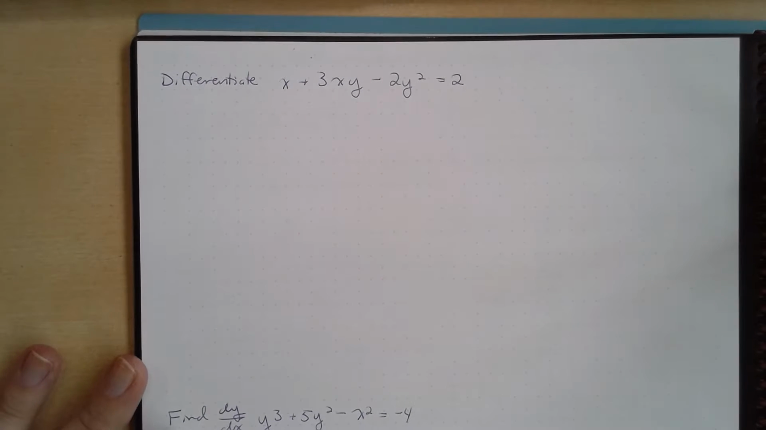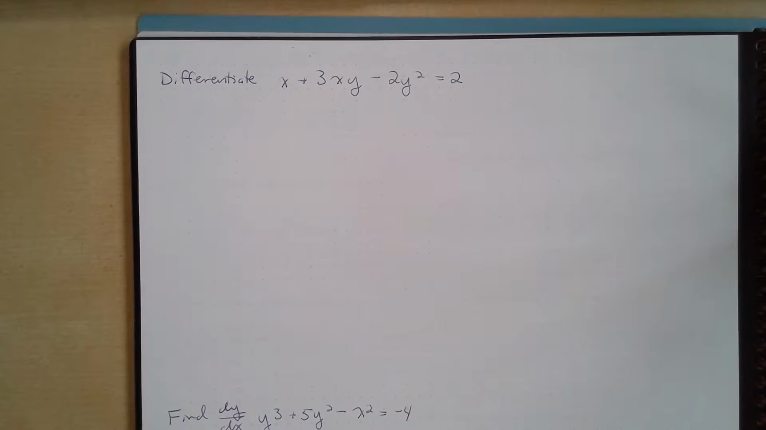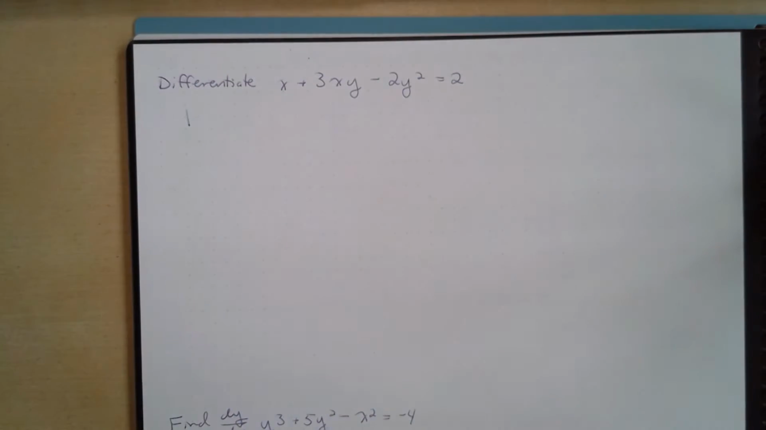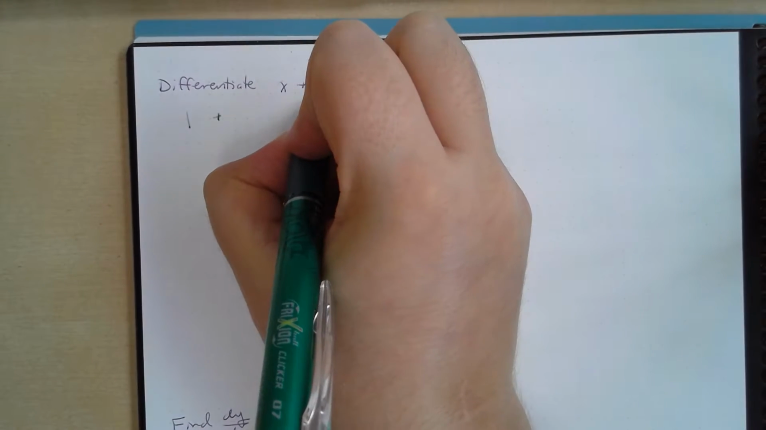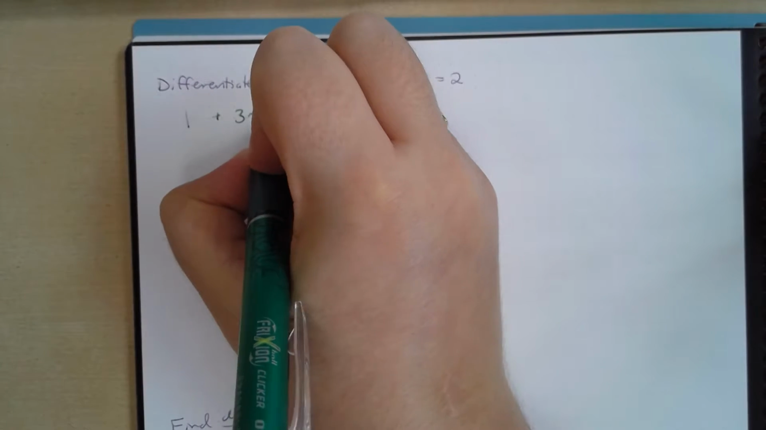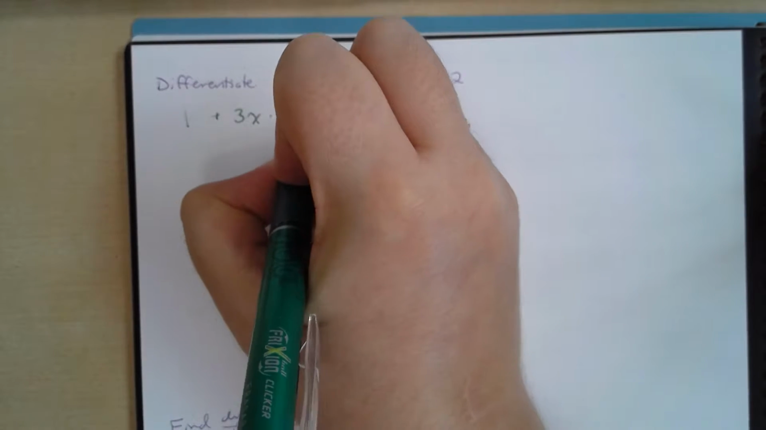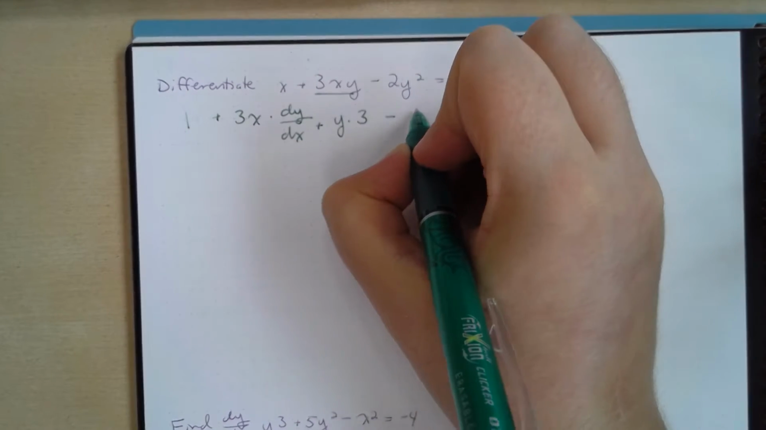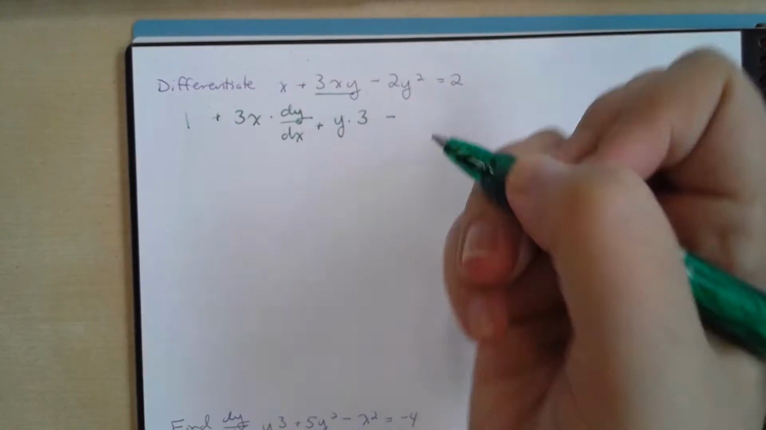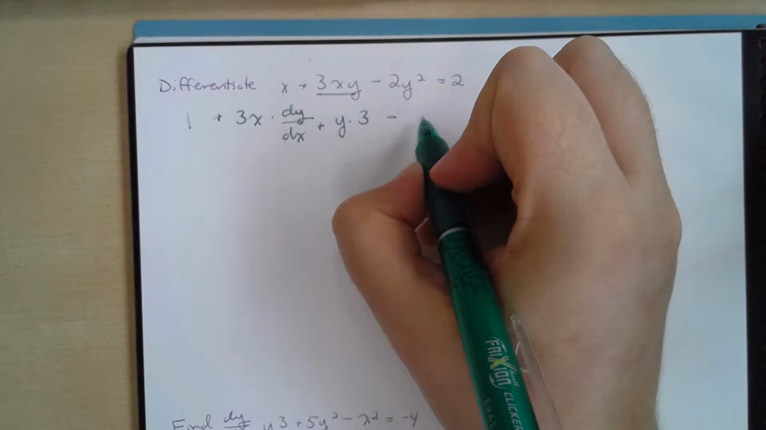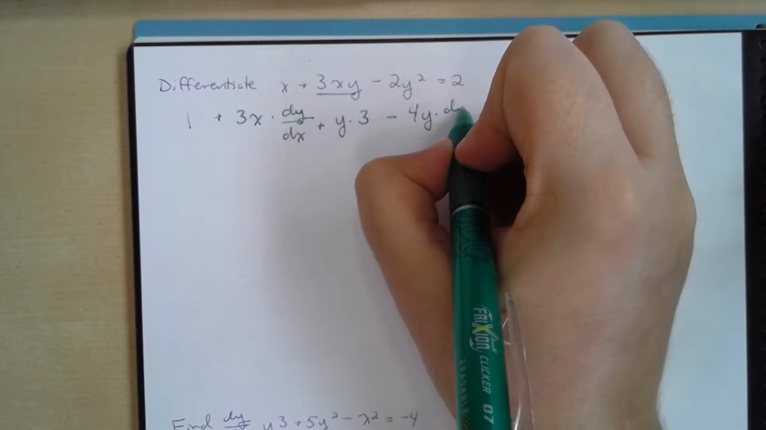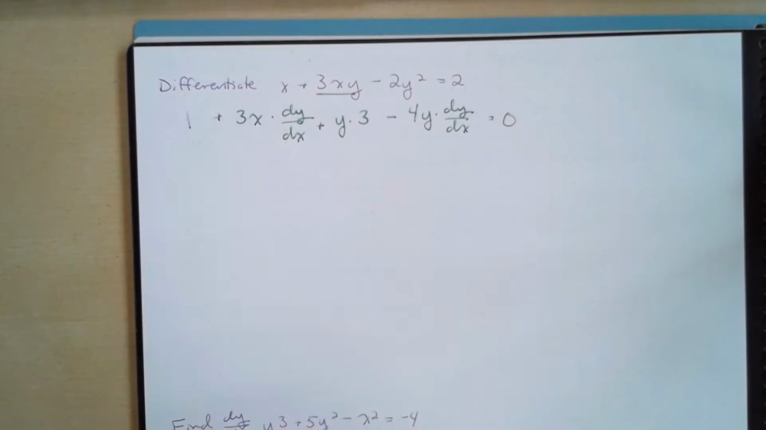We're asked to differentiate x plus 3xy minus 2y squared is equal to 2. Well, the derivative of x is just going to be 1, right? It's actually going to be dx over dx, but we know that that's equal to 1. Plus, I am going to have to use some product rule here. 3x times dy over dx plus y times 3, minus, and here I'm going to have to use chain rule, or just the basic power rule, minus 4y times dy over dx is equal to 0.